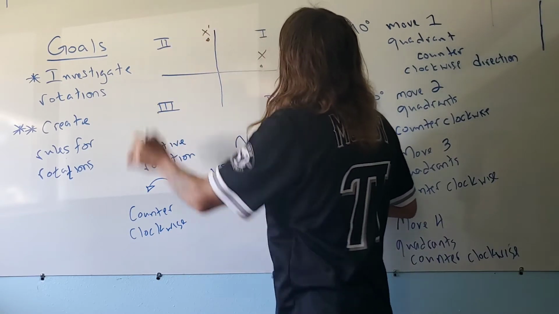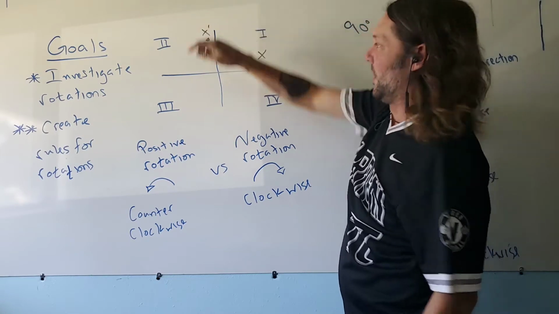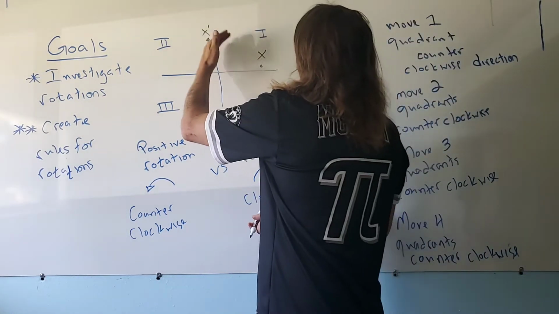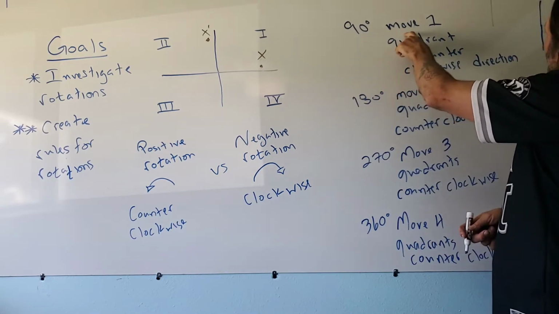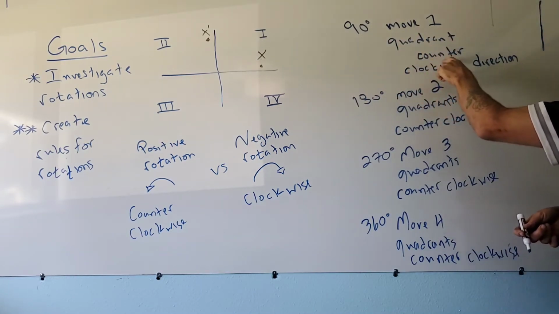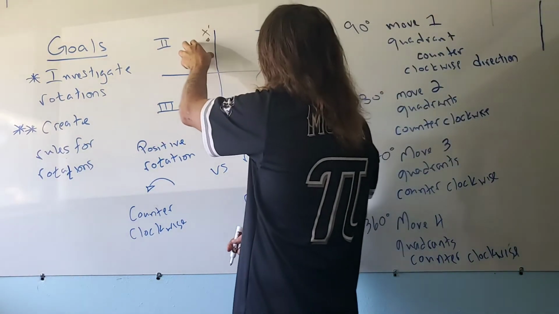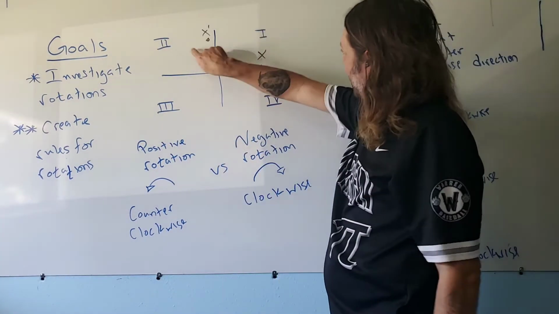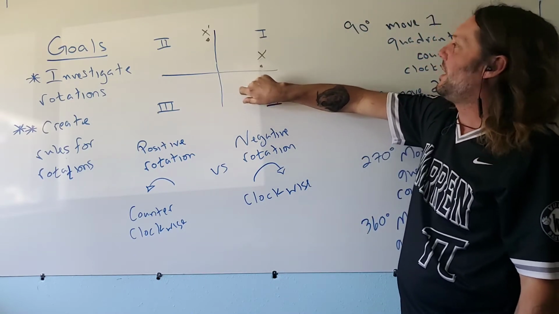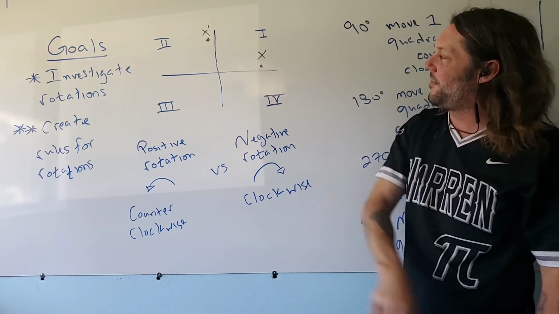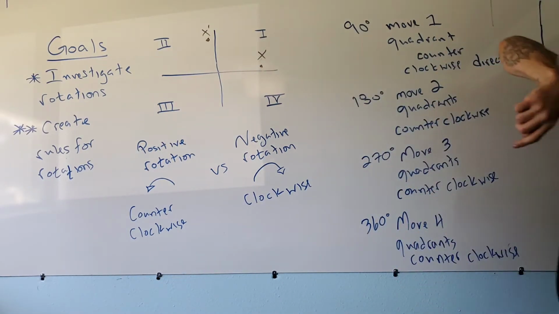Now remember, I'm going to put this prime mark to indicate that I've moved. So this is what it looks like to rotate 90 degrees. Over here I wrote 90 degrees: you move one quadrant in the counterclockwise direction. So I went from the first quadrant to the second quadrant. If I was to start in the second quadrant, I'd end up in the third. If I started in the third, I'd end up in the fourth. If I started in the fourth, I'd end up in the first. So a 90-degree rotation, you move one quadrant in the counterclockwise direction.